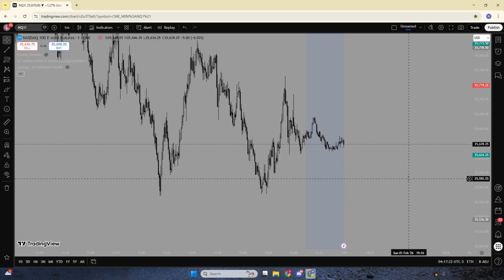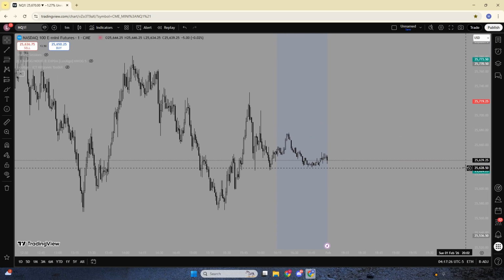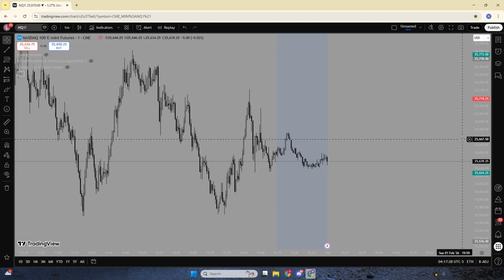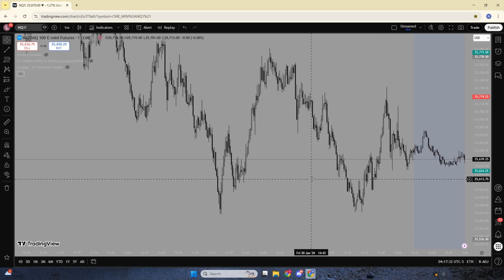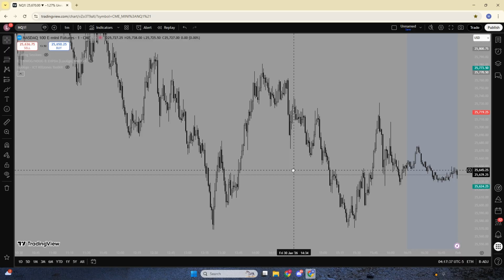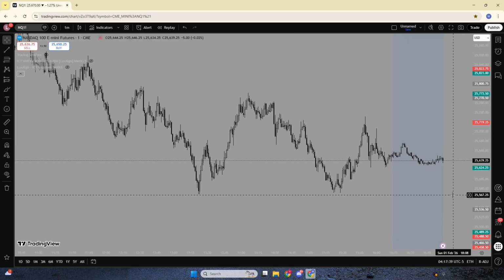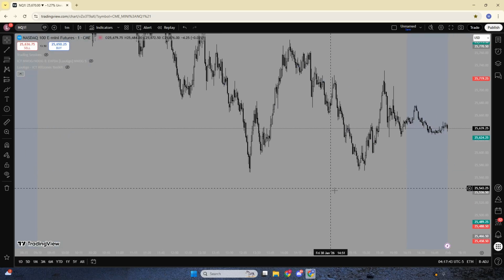Alright, last lesson we talked about break of structure, and now we're gonna get into some more advanced stuff. Liquidity sweeps. We're gonna be talking about liquidity sweeps. Now, you might have heard this term thrown around like crazy, and you're probably sick of hearing it, but we're gonna be talking about it today.